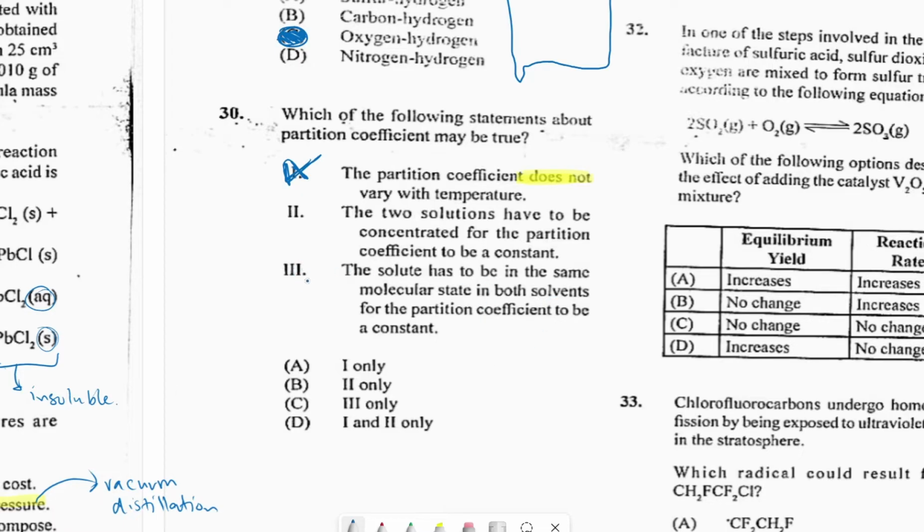I don't like how they said this, but I'll go with 3. Because 1 isn't correct: the partition coefficient does vary with temperature. The two solutions have to be dilute for the partition coefficient to be constant. The way they said this, it makes it sound like the partition coefficient can be a variable, which is not the case. So I don't like how that's phrased. So 3 seems like the most likely one.